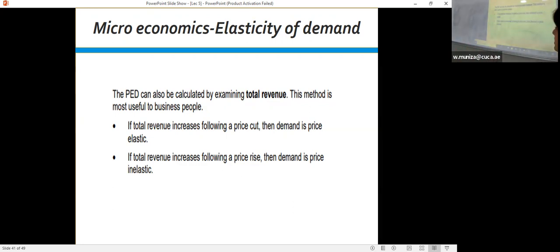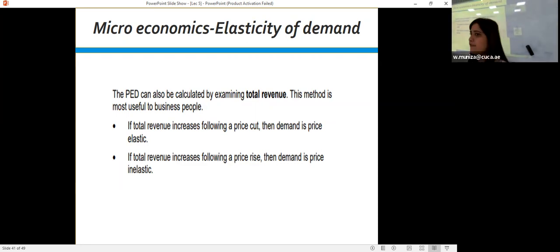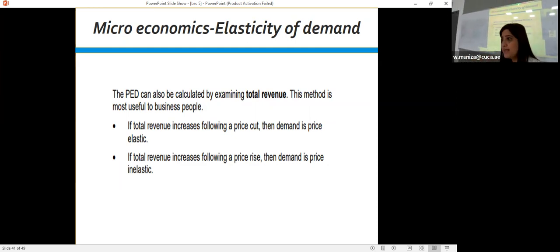Then if total revenue increases following a price rise, then demand is price inelastic. If the revenue is increasing even after raising the price, it means that there are other factors which are affecting the demand of the product under consideration. Because if the particular product is price elastic, then the revenue should decrease if the price is rising.